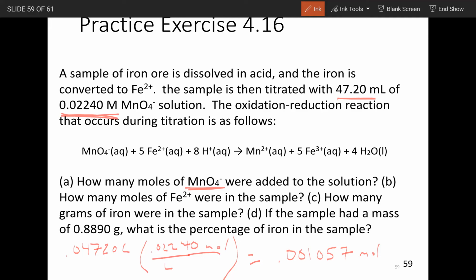So with the second piece, how many moles of Fe2+ were in the sample? Now we can use the stoichiometric coefficients from the balanced reaction just to relate these to one another. So with the iron, we would just be able to multiply this by 5, because for every 1 MnO4-, we're going to need 5 of those iron ions. So we would just multiply that by 5, and for B, what we would see is 0.005286 molar.